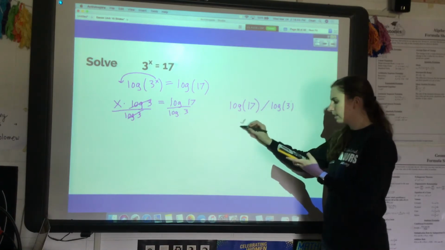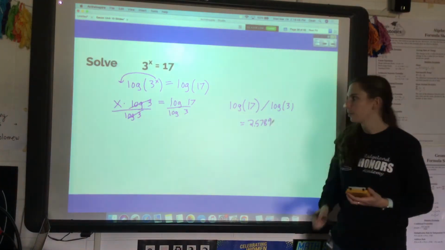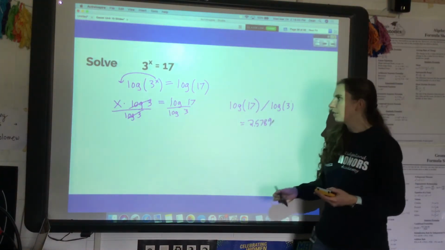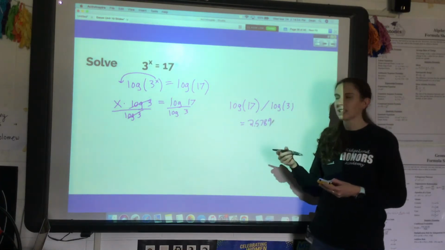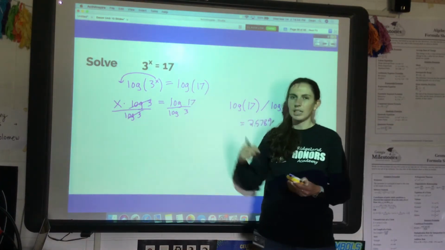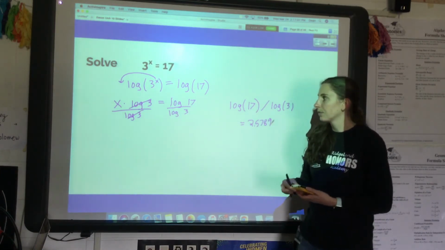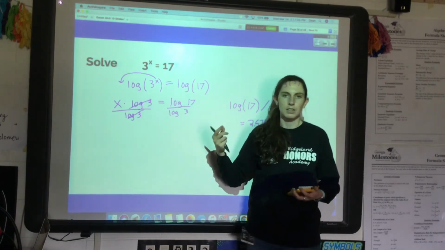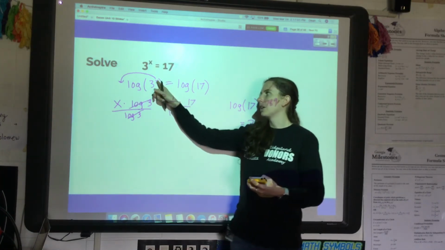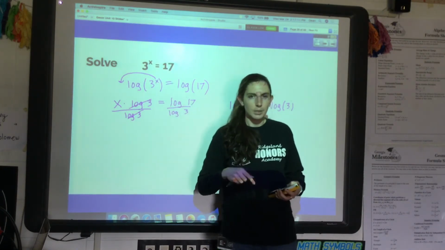And that is about 2.5789. It keeps going, but that's the gist. And so if you did 3 to the power of about 2.6, it would be close to 17, but not quite. Again, just to refresh, it all hinges upon you need to have logarithms, because if there's logarithms, you're allowed to just bring the exponent down. And so that's how we can solve an exponential function.